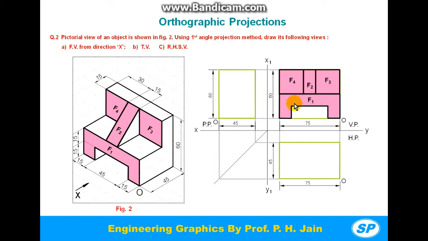Now project each corner from front view to top view. So draw vertical projection lines through each corner. Similarly, project each corner from front view to right hand side view. Now let's go for the top view.